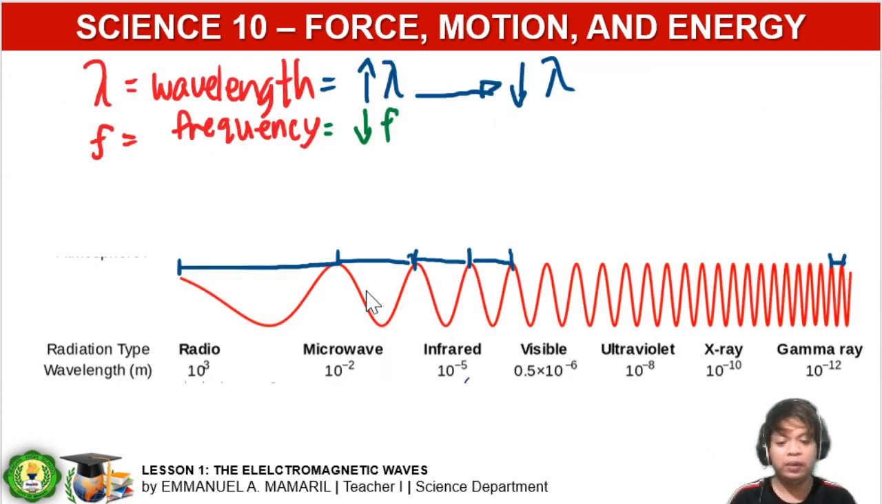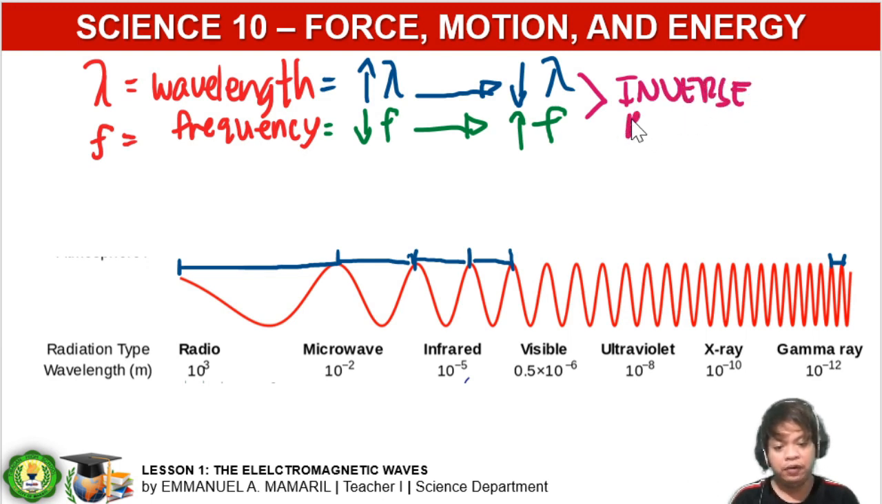What happens to the frequency as you go to the right? Simply, the frequency becomes higher, no? Mas mataas po yung frequency as you go to the right side of the electromagnetic spectrum. So the radio wave has the lowest frequency, while the gamma ray has the highest frequency. So ang tawag po natin sa relationship ni wavelength and frequency is an inverse relationship.